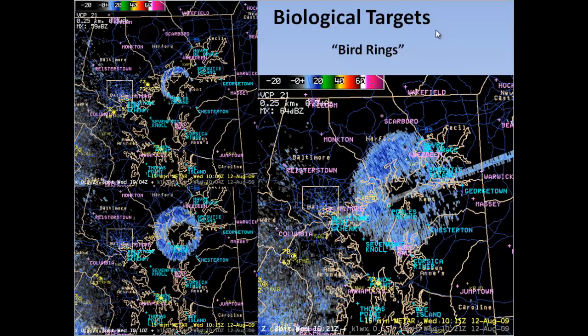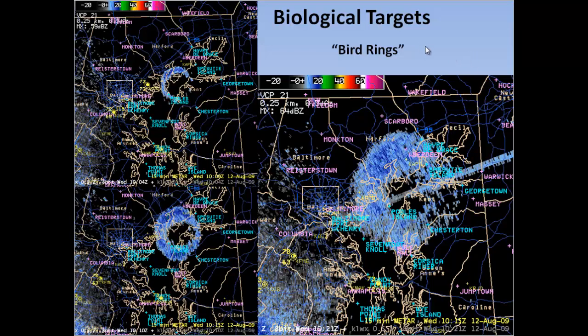Biological targets are something else we pick up on radar. This is a bird ring that actually formed on the Chesapeake Bay, being picked up by the Sterling, Virginia radar. You can see it here starting to form, getting larger and more well defined here in the second image. And the third one, it's actually pretty huge. It's one of the largest bird rings I've seen. It has a sunrise spike through it too, so this is something you see a lot during sunrise, especially during the migration season. We pick up birds and bats and bugs and all kinds of other critters on radar.